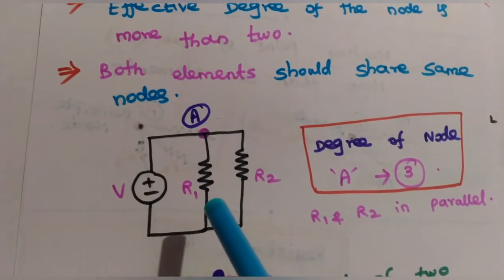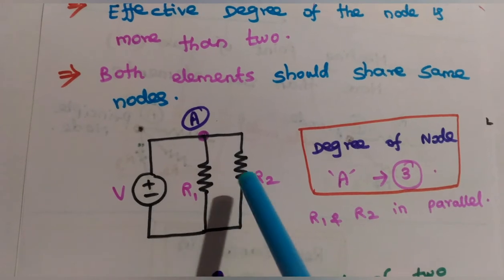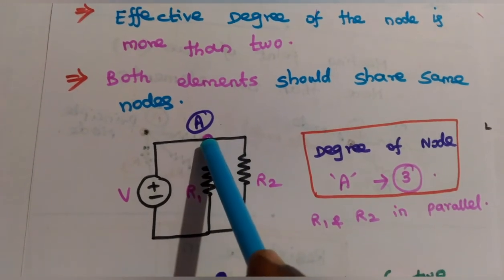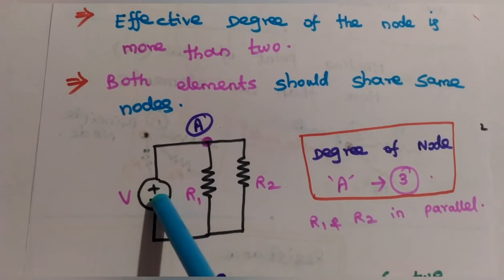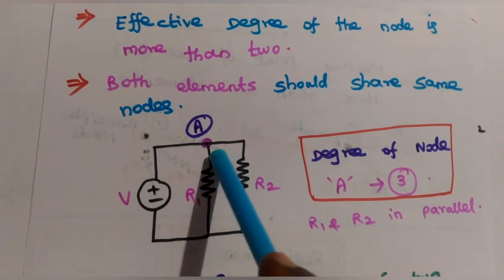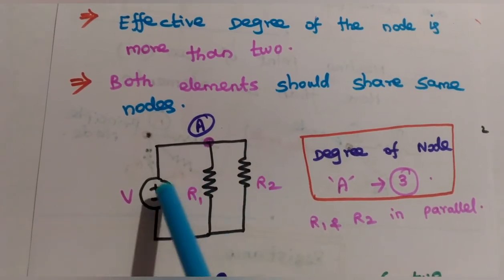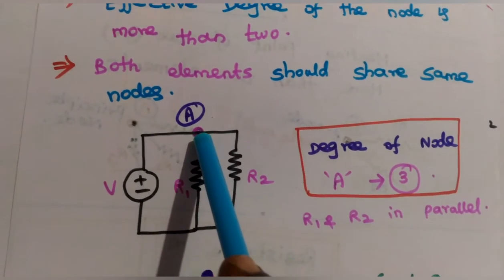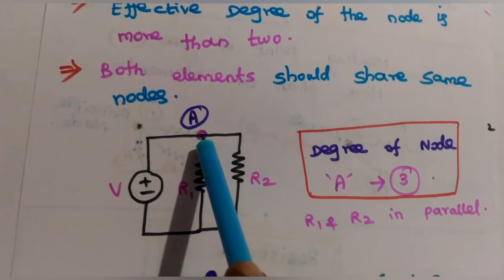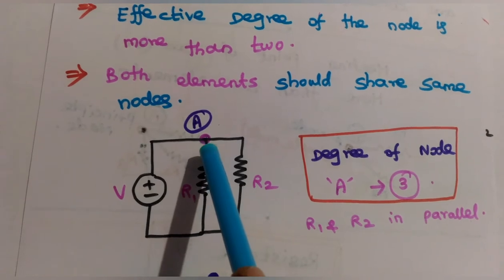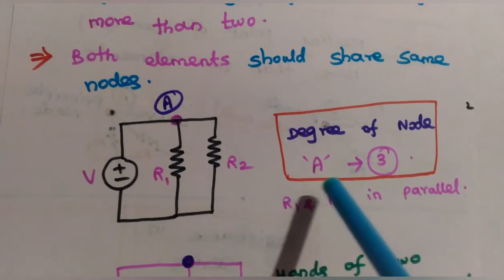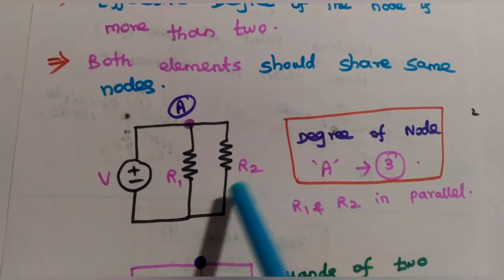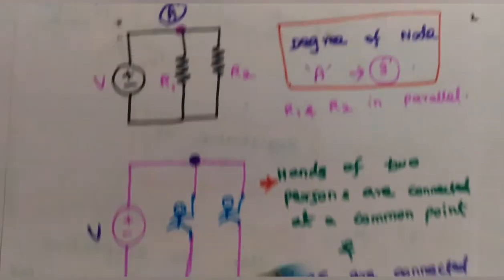For example, in this network, with the voltage source, R1 and R2, consider this node point. Here one voltage source, one resistance and another resistance, three elements, are connected at a common point. So the degree of this node will be 3, that is more than 2. So the elements are connected in parallel.